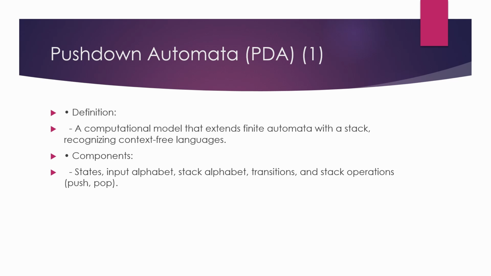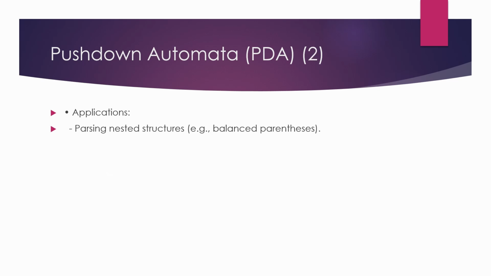Now let's explore pushdown automata. A pushdown automaton is an extension of finite automata that includes a stack. This allows it to recognize context-free languages, making it more powerful than finite automata. Pushdown automata are particularly useful for recognizing nested structures such as balanced parentheses in programming languages. This makes them ideal for parsing nested expressions.